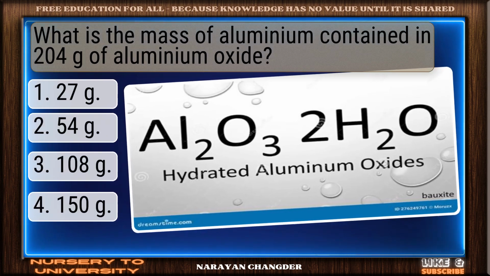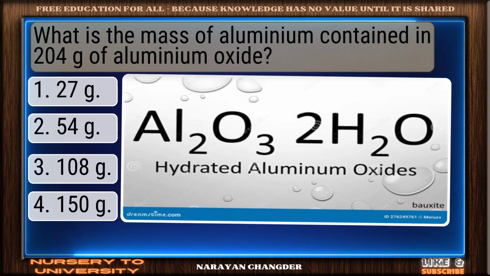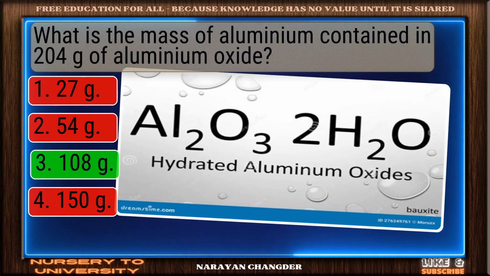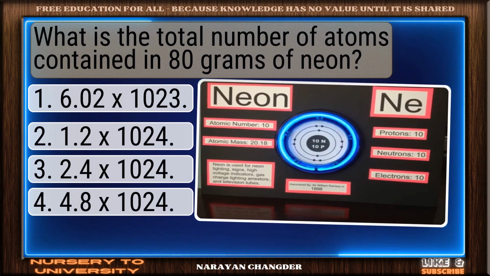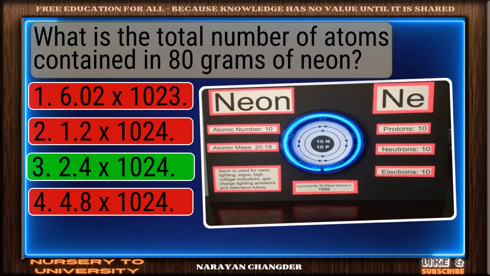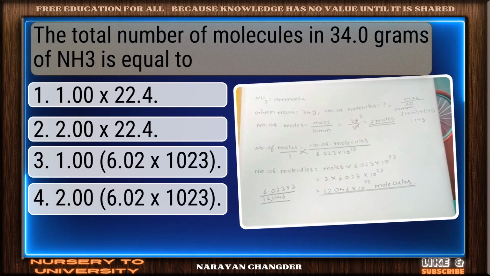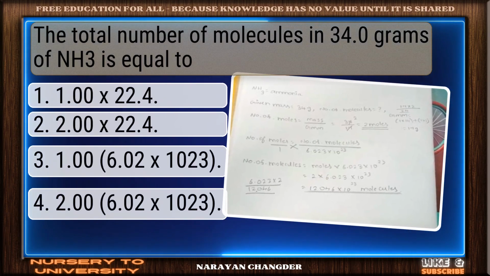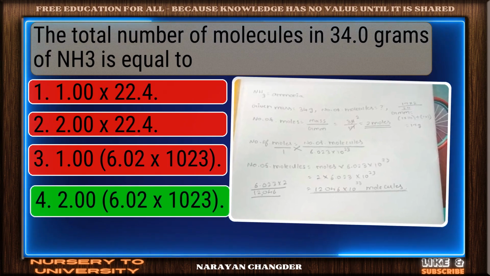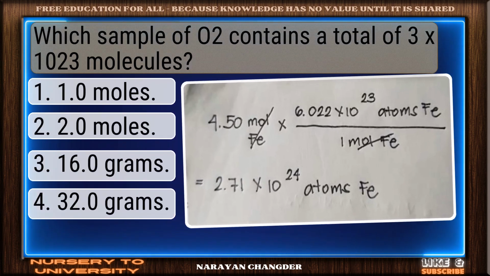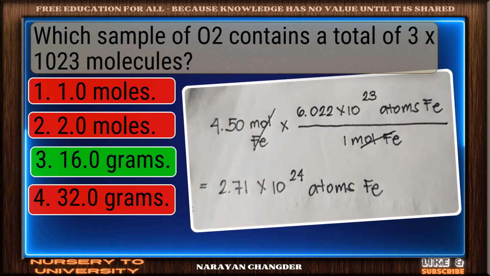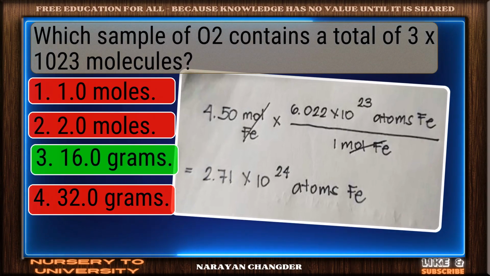What is the mass of aluminium contained in 204 g of aluminium oxide? Great job. 108 g is the accurate answer. What is the total number of atoms contained in 80 grams of neon? Correct response. 2.4x10^24 is the most accurate answer. The total number of molecules in 34.0 grams of NH3 is equal to... Right again. 2 NA is a valid answer. Which sample of O2 contains a total of 3x10^23 molecules? Exactly. 16.0 grams makes sense and it is the right choice.